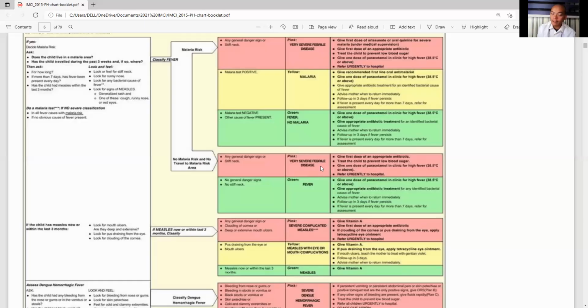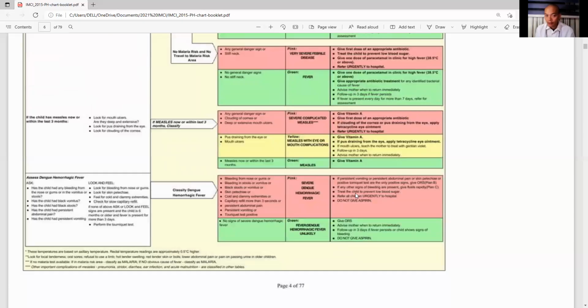Okay. No malaria, the fever can be caused by a febrile disease or it is a plain fever. These are the interventions. Based on the assessment, if it is measles, it can be classified as severe complicated measles, measles with eye and mouth complications, or green, just plain measles that you can treat with vitamin A. Okay, so multiple classifications can be present. The fever can also be caused by dengue. How will we know if it is dengue?